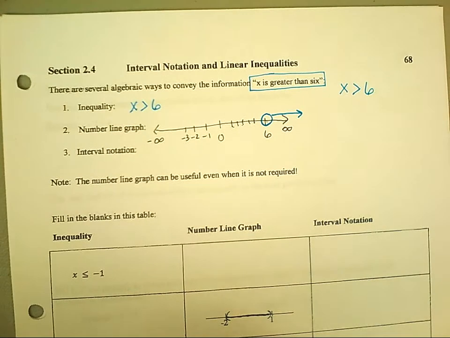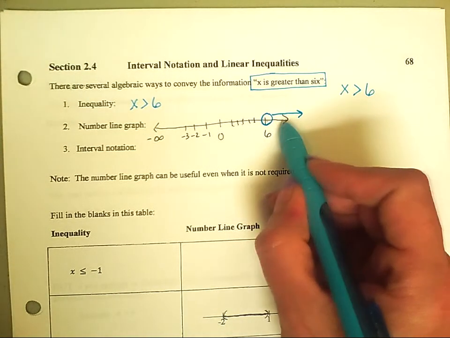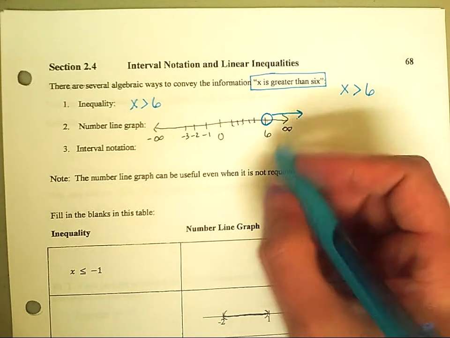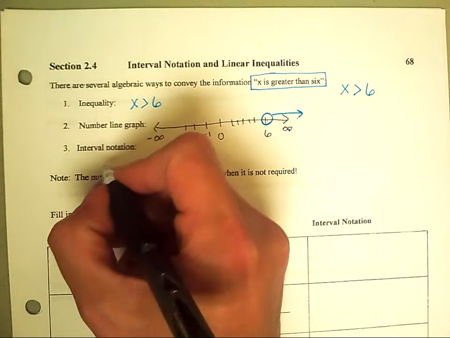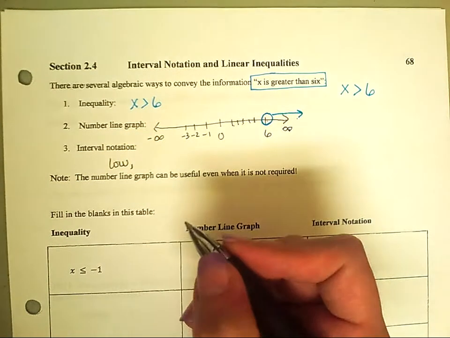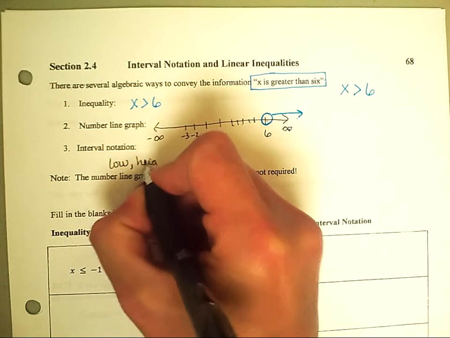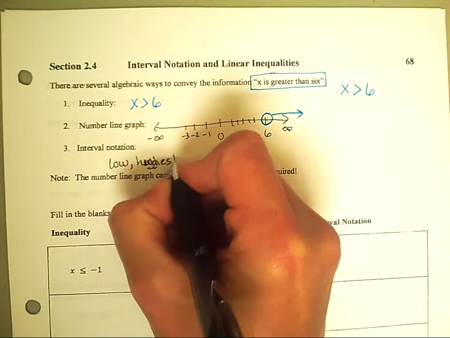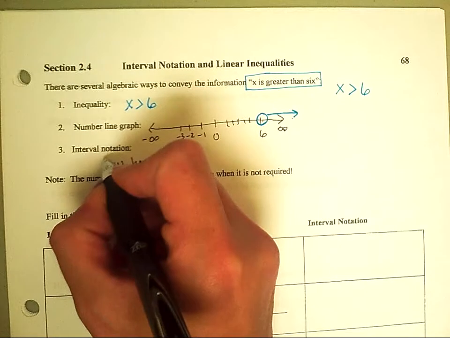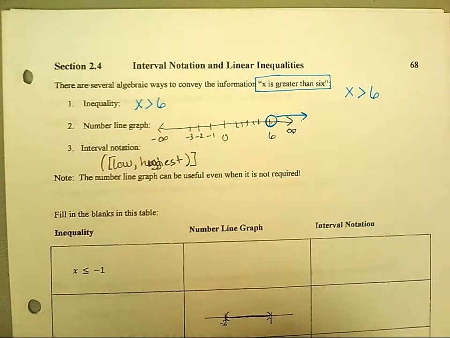Now in interval notation, notice this represents all the numbers that go between 6 and infinity. The way interval notation works is you always start with the lowest value, and then you put a comma and then the highest value. And then these will either get capped with parentheses or brackets. It could be a bracket and then a parenthesis. Let me show you.